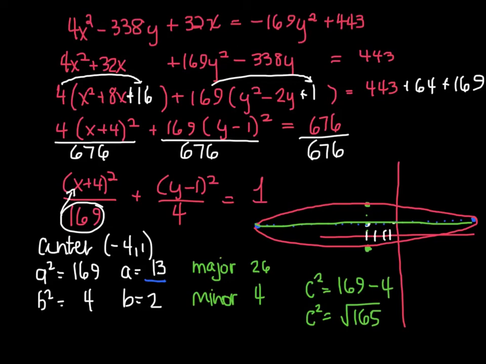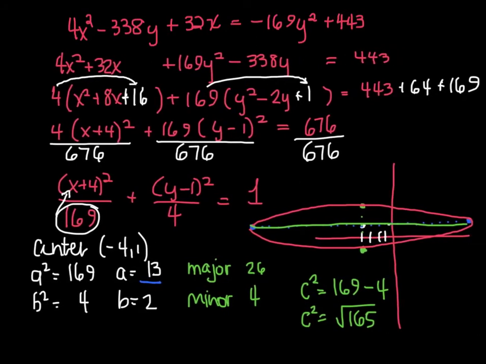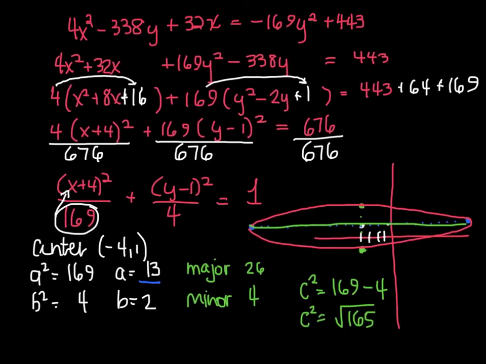So the length of the major axis will be 26, the minor axis will be 4. So to get this, I'm doing 2 times 13 to get major, 2 times 2 to get minor. c squared I know is a squared minus b squared, so that's the square root of 165. That cannot be simplified, so c is going to stay at plus or minus the square root of 165. And the square root of 165 is equivalent to approximately 12.8. So those are going to be way out there by 13.